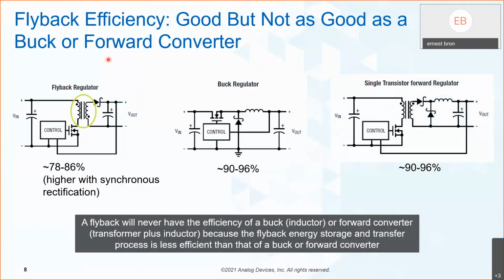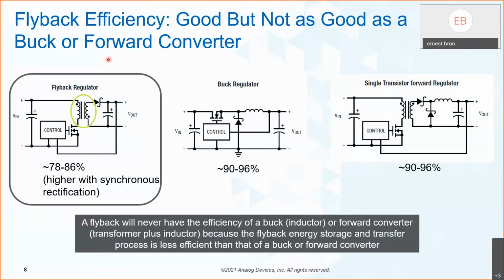So flyback, comparing it against a buck and a single transistor forward regulator, one of the things you need to realize, a flyback is good in efficiency, but it will never be as good as a buck or the forward regulator. It's just not going to happen. You can make it synchronous again and it'll be a little bit better, but if you just use a standard topology, which is what we see mostly, then you're talking about 85, 86 percent efficiency at most. Something to at least keep in mind.